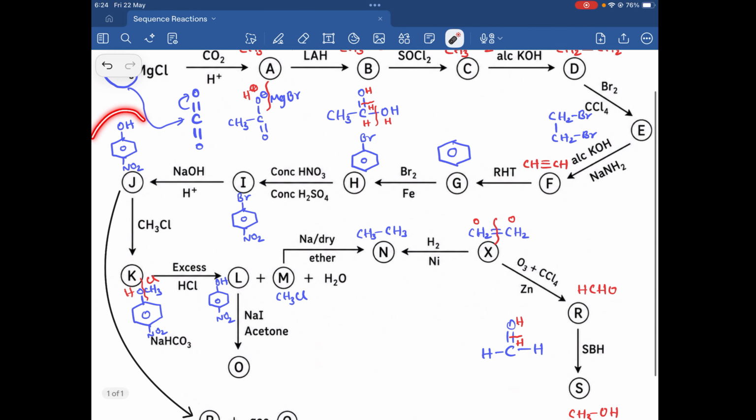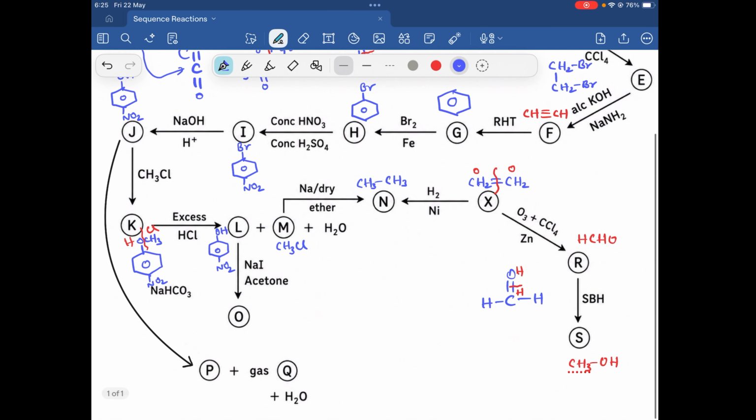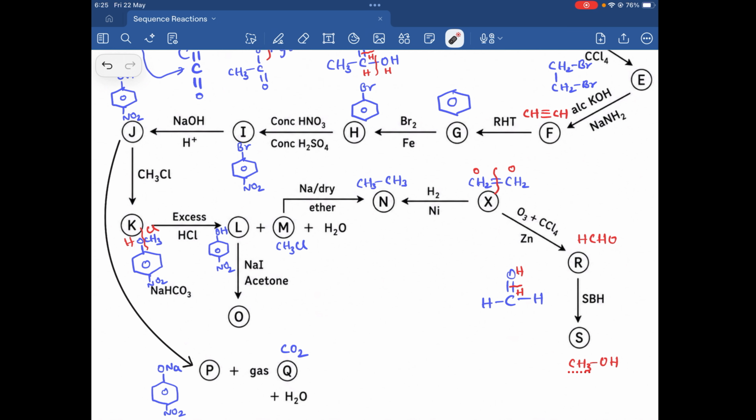Now this one, this para-nitrophenol on reacting with sodium bicarbonate, what are the products formed? We'll get, the P will be at the para position nitro group as it is, but instead of OH we'll get ONa, and the gas released in this case is CO2 gas, right? Which means these are the products formed. Only this one you change. From M only you take NaI in the presence of acetone, what product will you get? You will get CH3I, halogen exchange reaction, which is called the Finkelstein reaction, right?